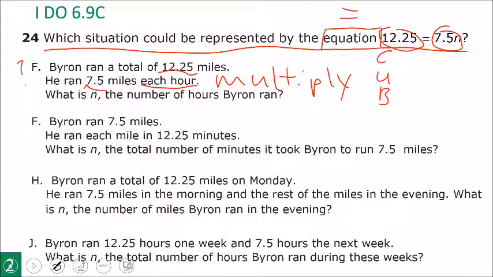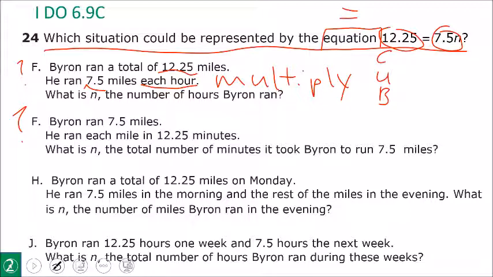Byron ran 7.5 miles. He ran each mile in 12.25 minutes. Well, looking at this, it's going to be multiplication. This doesn't look like much. The total minutes it took Byron to run, and so we're going to take a look at this as a possibility. Oh, maybe not. It doesn't look like it works.